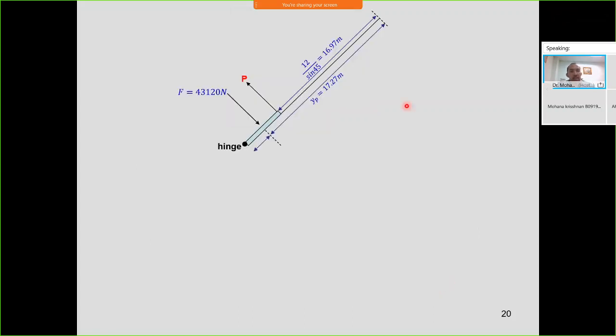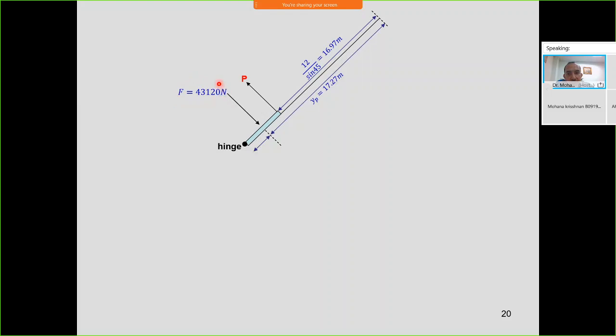Or I think this figure explains it. So the y_p 17.27 is the length from the water surface to the point of pressure, but it is calculated in the incline. It's not in the vertical. Okay, and then this is from the top of the door until the water surface.